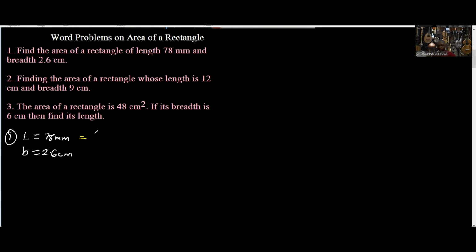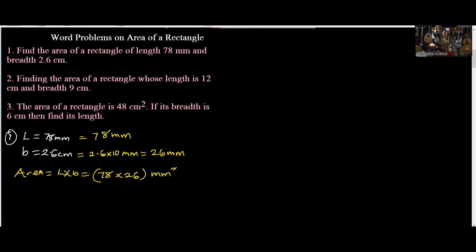So this is already 78 mm, but the other one needs to go to mm. Then this is going to be 2.6 times 10 in millimeters, and that'll be 26 mm. So you can now apply your formula for area of a rectangle, which is length times breadth: 78 times 26 mm squared.